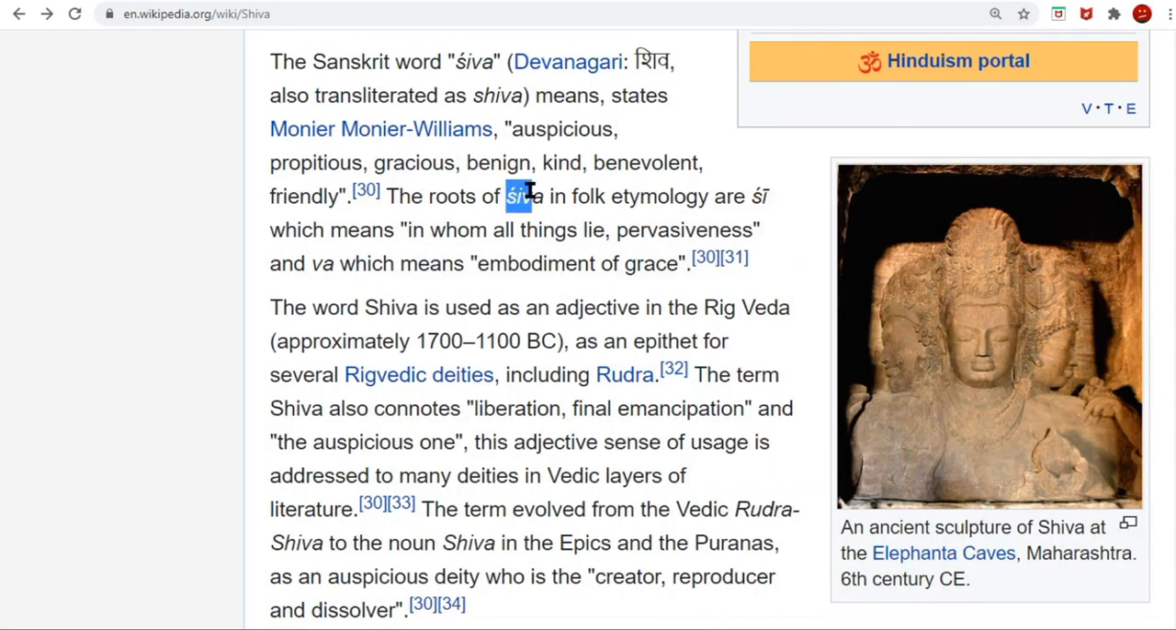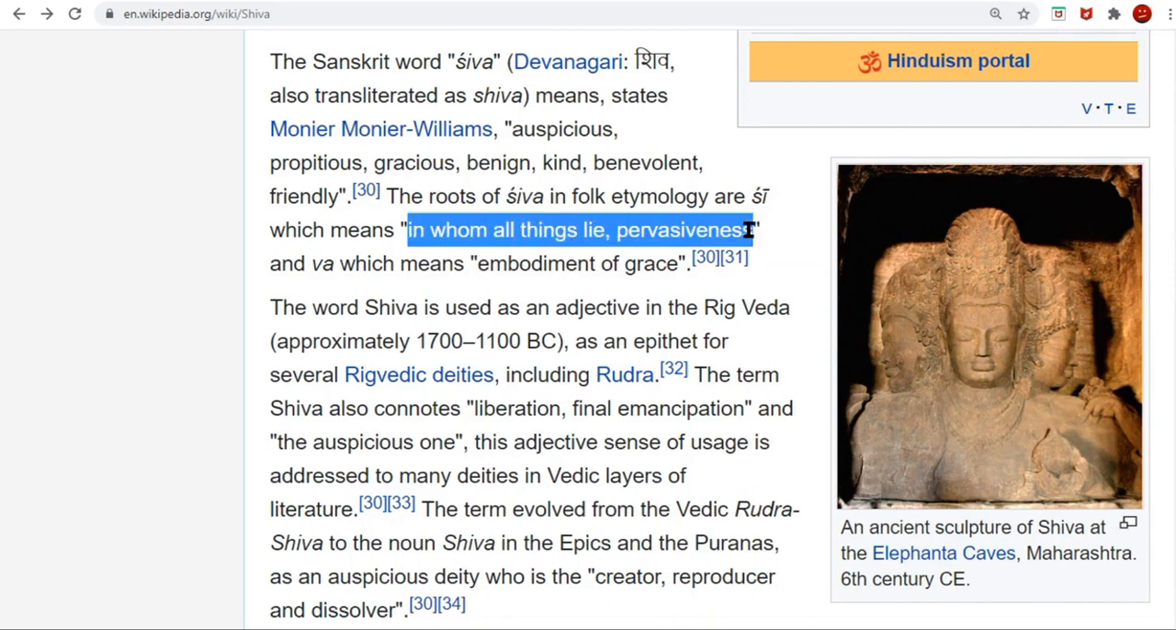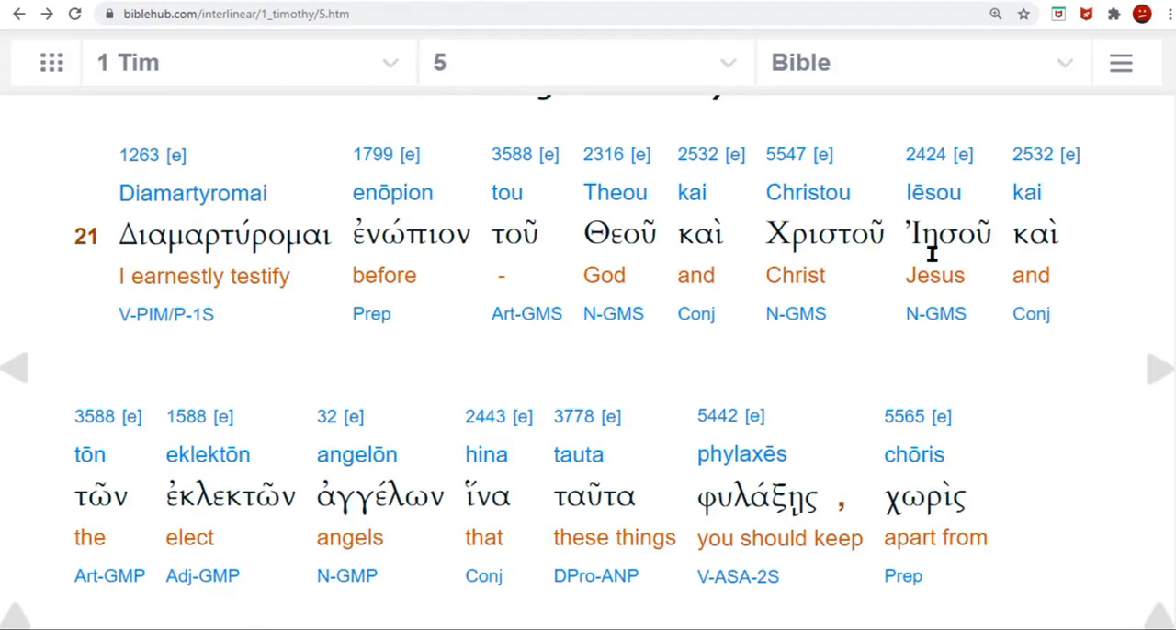And so the root, Shiva, comes from the word meaning in whom all things lie, pervasiveness. That's just kind of like everywhere. In whom all things lie everywhere. And Va, the embodiment of grace. In all things lie the embodiment of grace. And you can see that here in this IH, each is of, OV. Each is of, in all things lie everywhere.